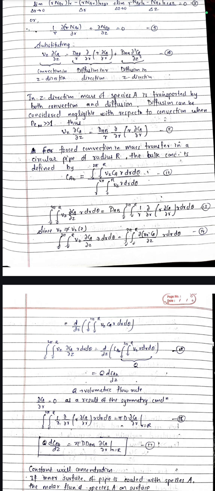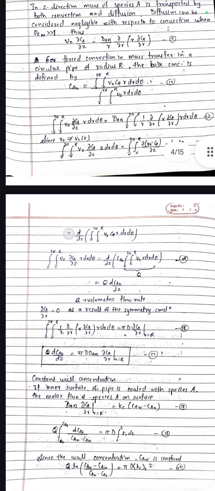We will consider Q as the double integration of Vz R dr d theta. Q is the volumetric flow rate. dCA by dr is equal to 0 as a result of the symmetry condition. On solving this equation, we get Q dCAB by dz equal to pi d DAB del CA by del r at r equal to R.